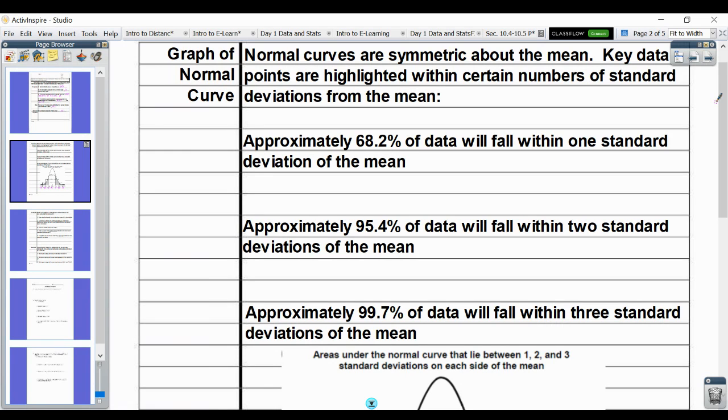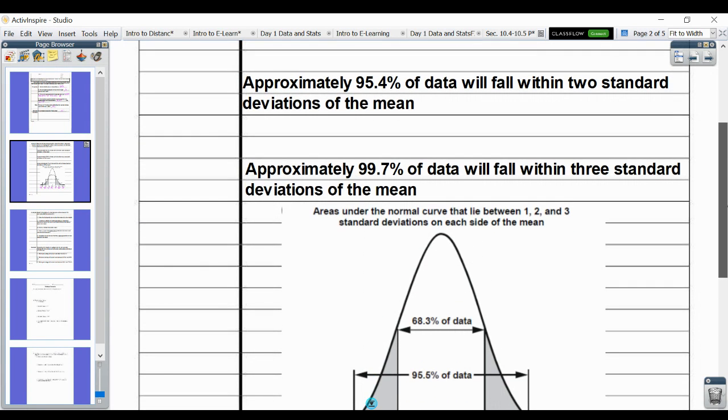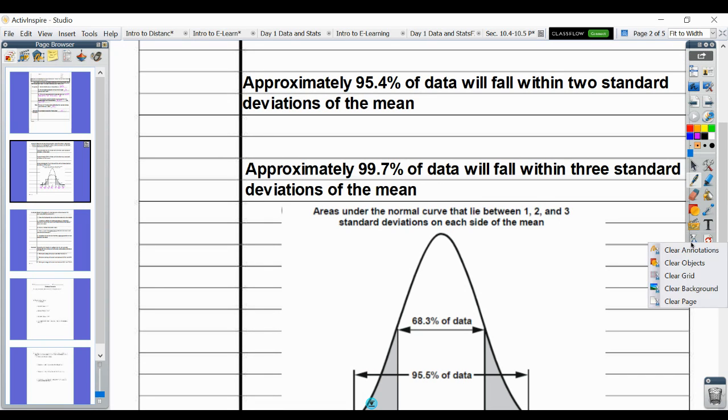If you are within two standard deviations of the mean, so you can be two below the mean or two above the mean, that's going to contain 95.4% of the data. And then approximately 99.7% of the data will fall within three standard deviations of the mean.